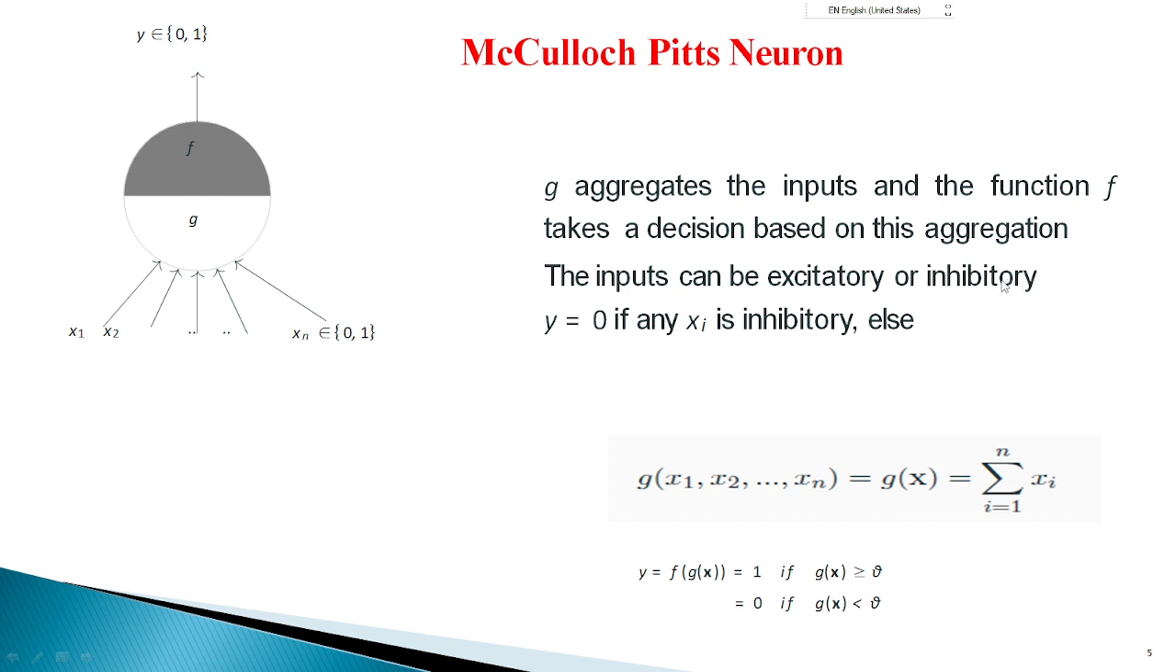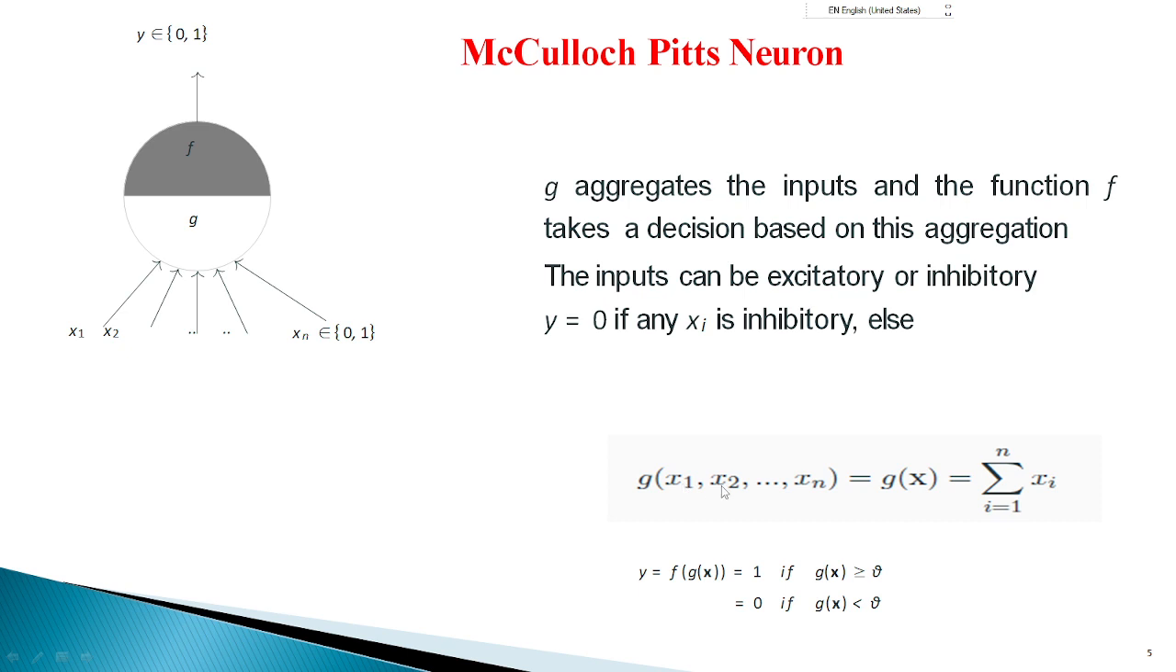What is inhibitory? For example, if I want to go for a movie, irrespective of the genre, the actor, the producer, or the director, if I fall ill, what will happen? I am not able to go to that movie. So falling ill is inhibitory. It inhibits everything. Whatever the case, whoever the director or actor is, I will not be able to go to the movie. So if that inhibitory input is high, the output will always be low, that is, deactivated. That's what is called inhibitory. So y will be 0 if any xi is inhibitory.